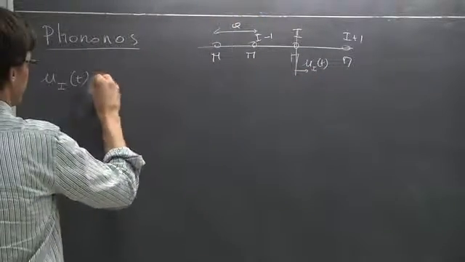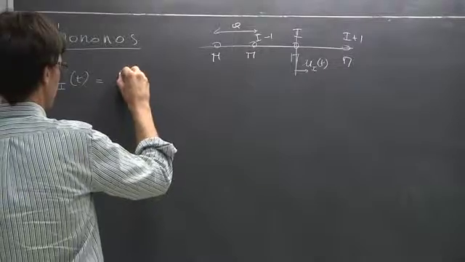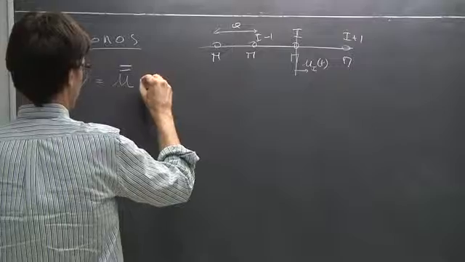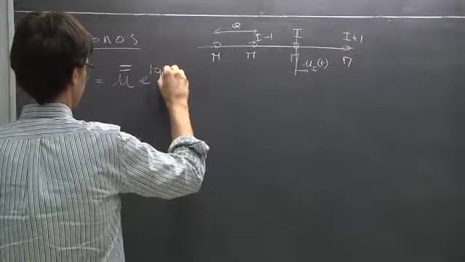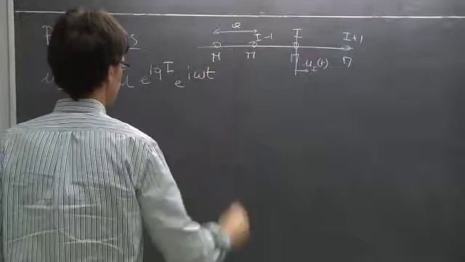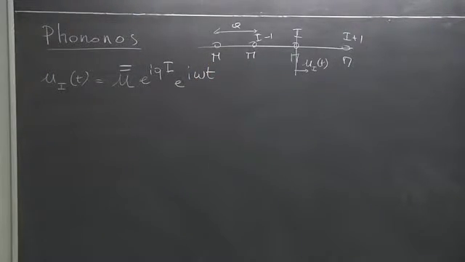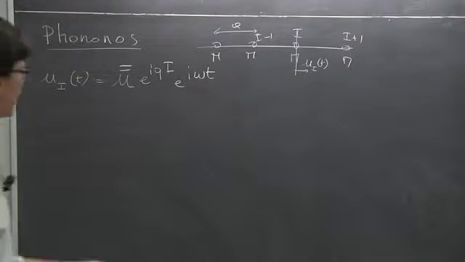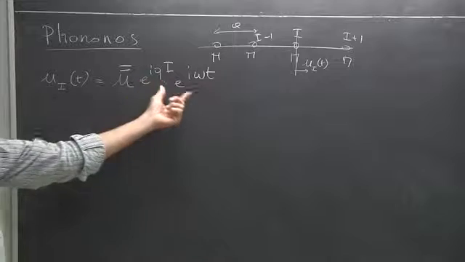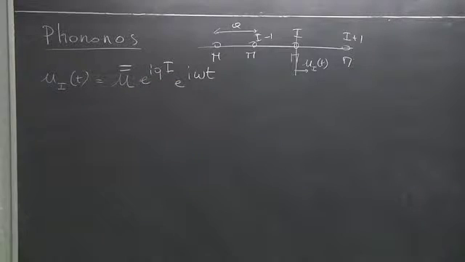We wrote the displacement in terms of a u bar e to the i q I, times e to the i omega t. So this was u bar of I, and this was the time dependence. Of course, once again, when I write this, I mean the real part of this quantity.